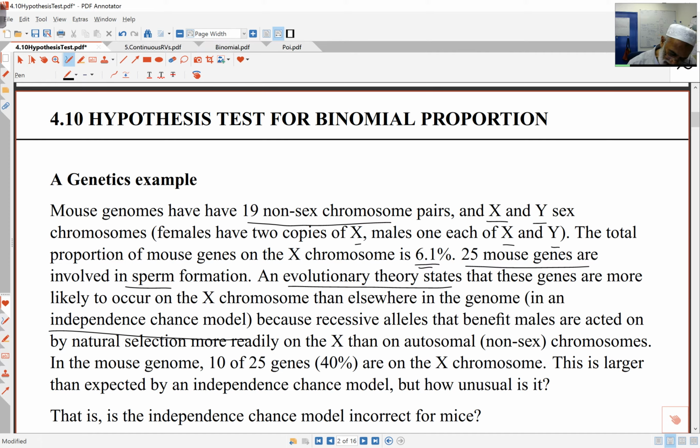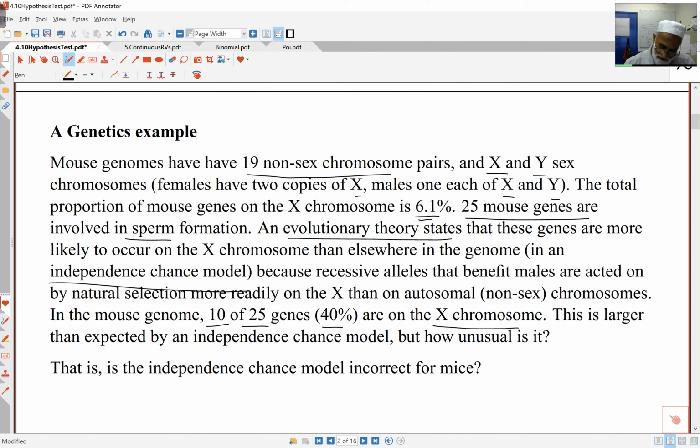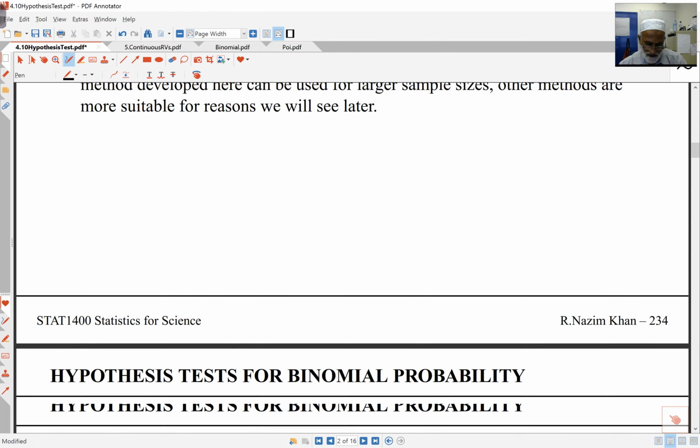So in the mouse genes, what happens is that 10 of 25, that's 40%, are on the X chromosome. This is larger than that expected by the independence model. Is this unusual? In other words, 10 out of 25 is 40%, more than what you'd expect. In other words, is the independence model incorrect for mice? So how does this work?